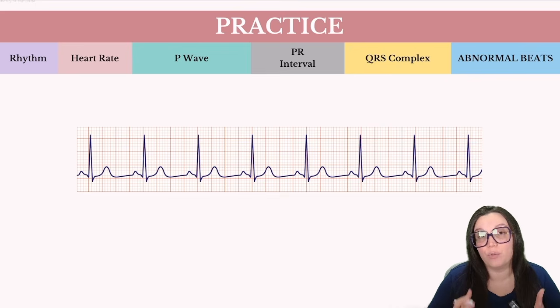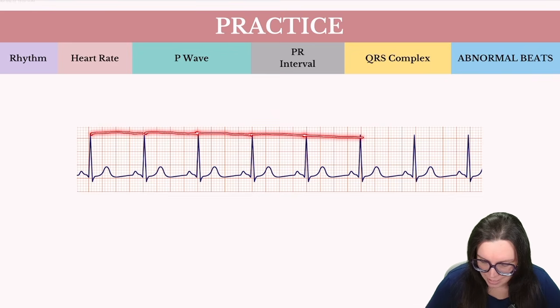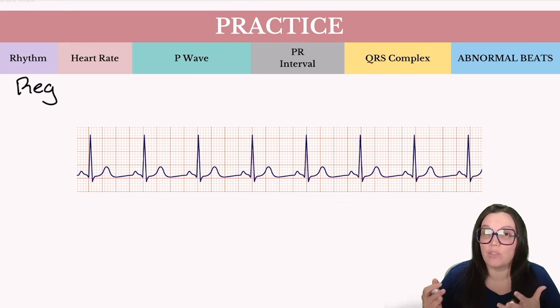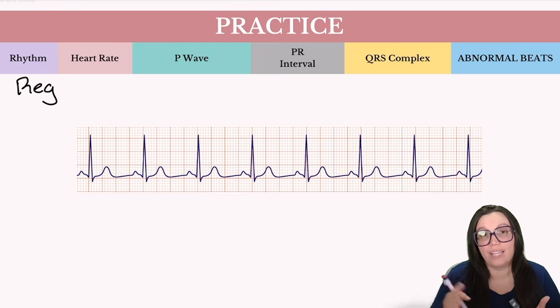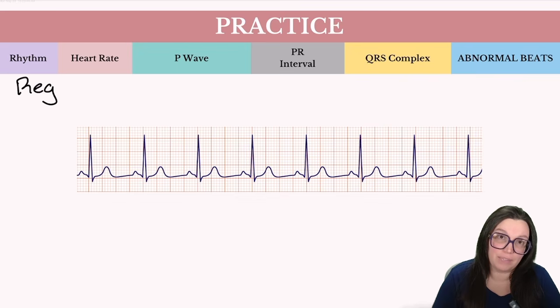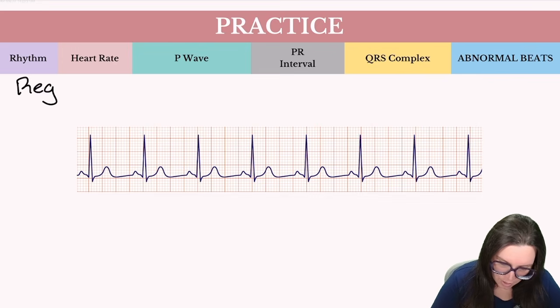We want to look to see if the rhythm is regular or irregular. So we're going to measure between each R wave, and just by doing a quick glance at this, it looks like this rhythm is actually going to be regular. Next up, we want to see the heart rate. So typically what we want to do whenever we have a regular rhythm is count the number of small boxes in between each R to R segment and then divide that by 1500. But in order to save us a little bit of time, I'm going to go ahead and count them. So we have 1, 2, 3, 4, 5, 6, 7, 8. So we have approximately 80 beats per minute.